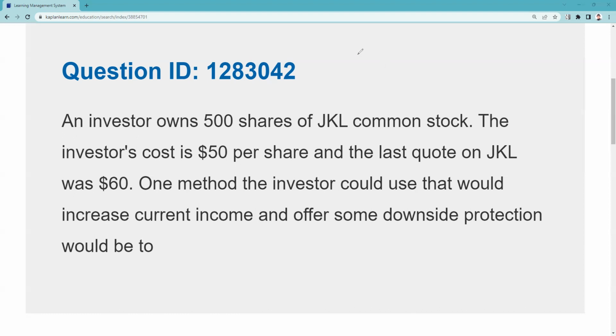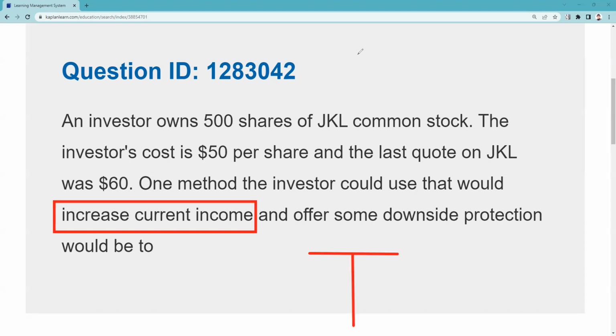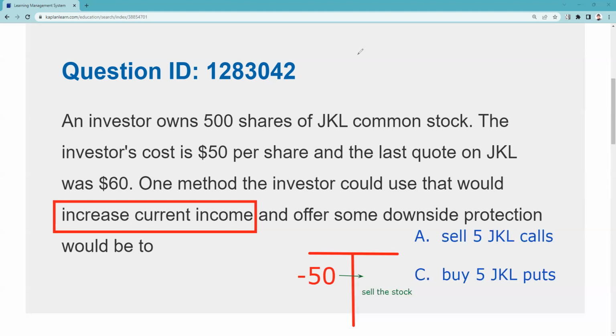One method an investor could use that would increase current income. This is very testable. Current income. So that means we have to sell the option. What we've done here is bought the stock at 50, and so what we're interested in doing is selling the stock. And so for income, we're going to sell the option. It says some downside protection. And so very testable, the current income, you definitely need to know that if you're interested in current income, you would do a covered call. The answer here would be A, sell 5 JKL calls.